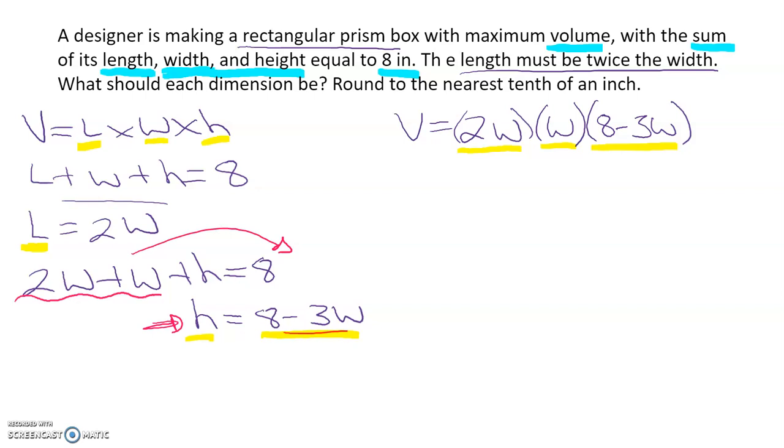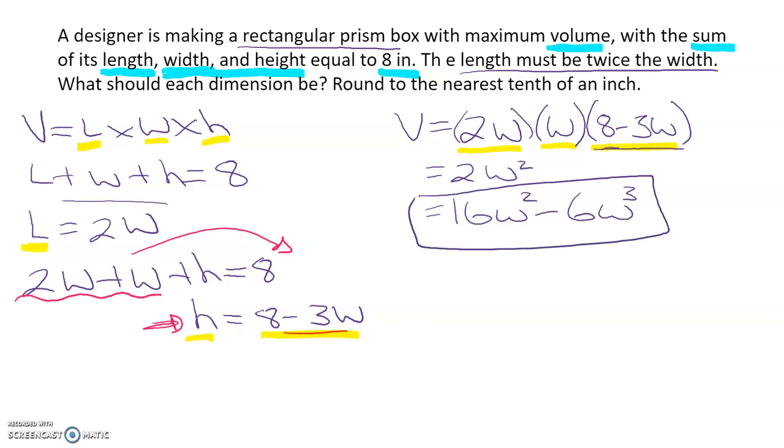So now I'm going to expand this to get our polynomial. So the first two terms simply make 2w squared. Then I'm going to multiply that by this last bracket to get the final equation. So 2 times 8 is 16, and we don't have another w next to the 8, so it's just 16w squared. 2 times negative 3 is negative 6. W squared times w is w cubed, and this is the polynomial I'll be working with.